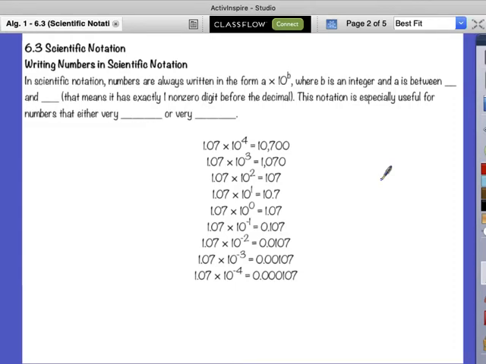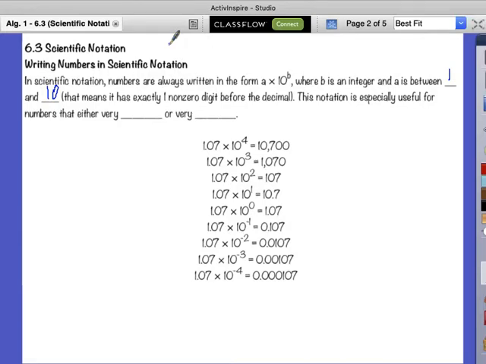Integer means the whole number that's either positive or negative, like -2, -1, 0, 1, 2, so on and so forth, either direction. And a has to be between 1 and 10. That means it has exactly one non-zero digit before the decimal.